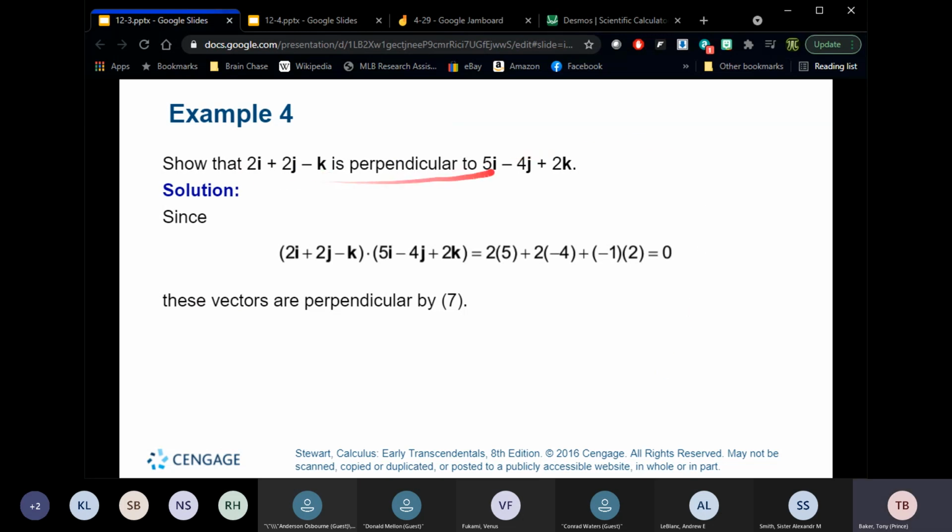So if we look at these two vectors, we want to show that they're perpendicular to each other. All we're going to do is find the dot product. As long as the dot product comes out to be 0, then they are orthogonal. So 2 times 5, 2 times 4, -1 times 2: 10, 8, and -2, wait, with the signs, 10, -8, and -2, which comes out to be 0. So these two vectors are perpendicular or orthogonal, based on that rule that the dot product equals 0 if and only if they're orthogonal.